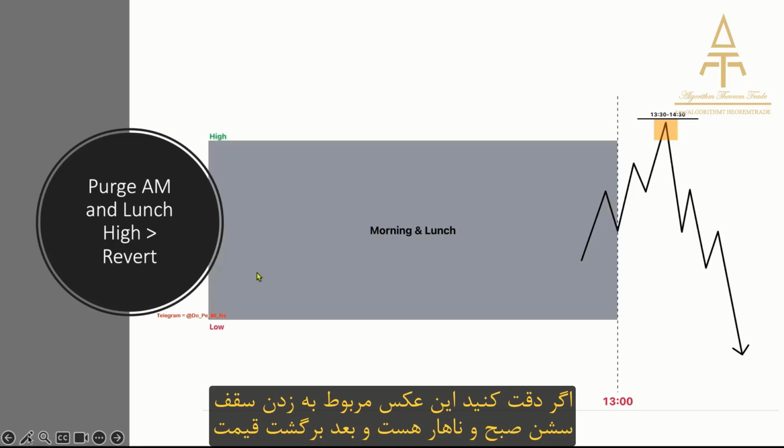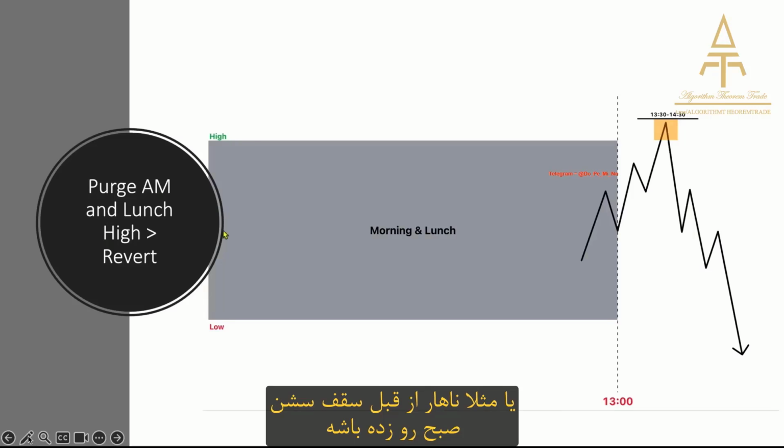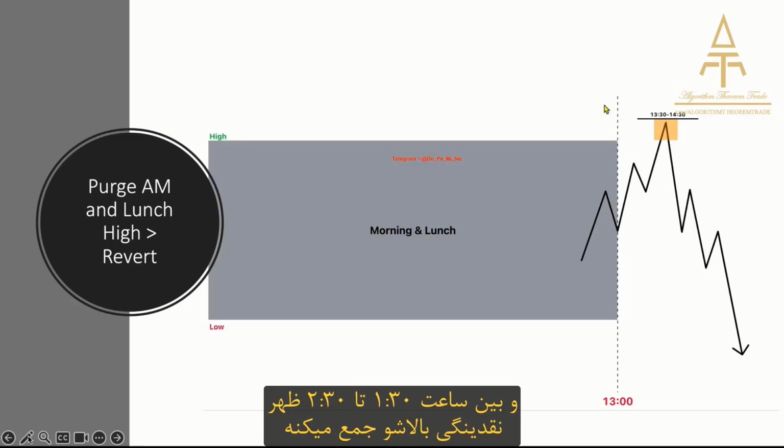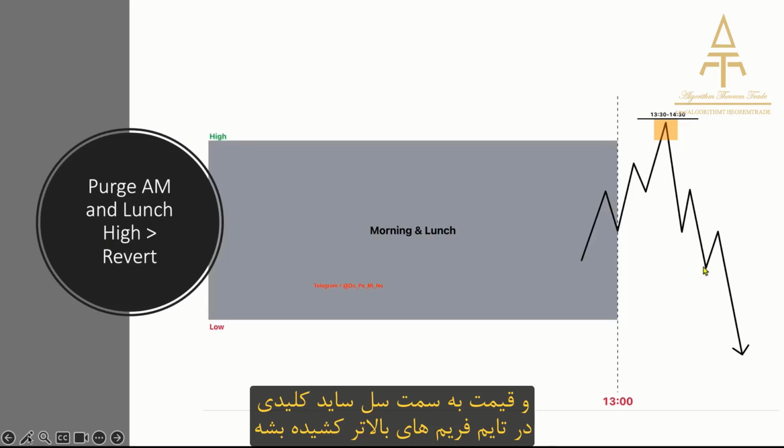If we take a look at the following scenario, we can see a purge of the AM and lunch high followed by a revert. This occurs when the morning session's high and the lunch session's high are relatively equal, or if the morning session's high was, for example, already taken out during the lunch cycle, then the first PM cycle will trade above the lunch cycle's high, purge the buy side liquidity above there during 1:30 to 2:30, and from there on form a smart money reversal to distribute lower if price is drawn towards a key sell side objective on the higher time frame.